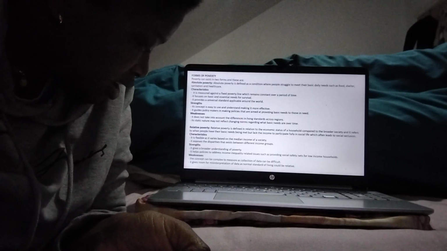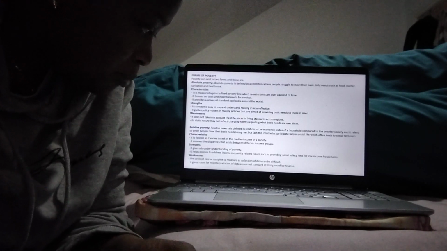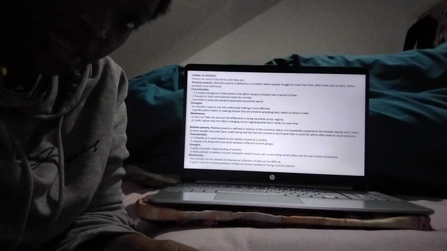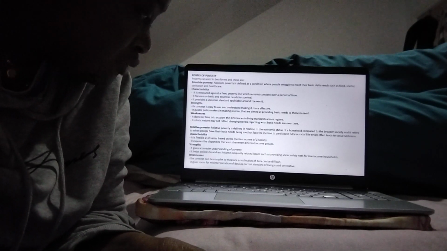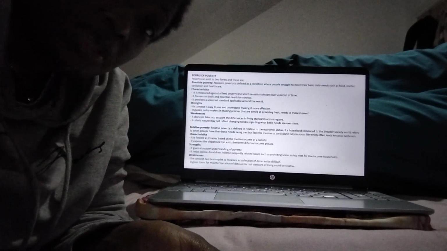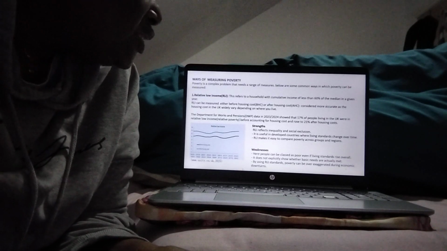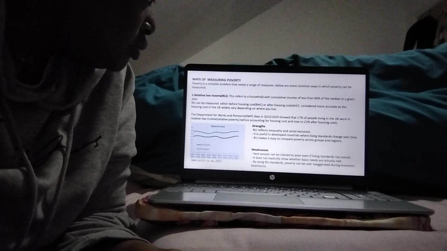Its weaknesses are its concept can be complex to measure, as collection of data can be difficult, and it gives room for misinterpretation of data, as normal standards of living could be relative. Next, we have ways of measuring poverty. Poverty is a complex problem that needs a range of measurements. Below are some of the measurements.